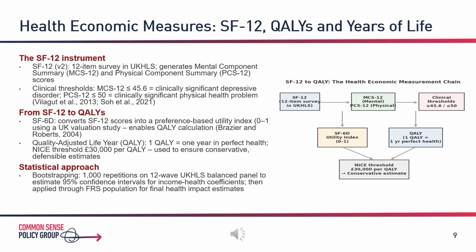The FRS does not collect SF12 data. The clinical thresholds define what the analysis means by a case of depressive disorder or a clinically significant physical health problem. An MCS12 score of 45.6 or below is the established threshold for depressive disorder in the clinical literature. A PCS12 score of 50 or below indicates clinically significant physical health problems.